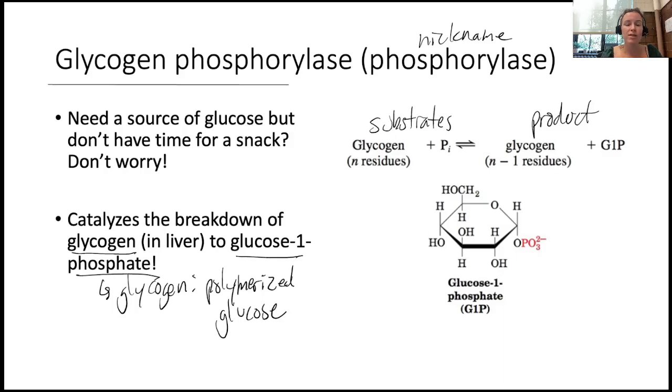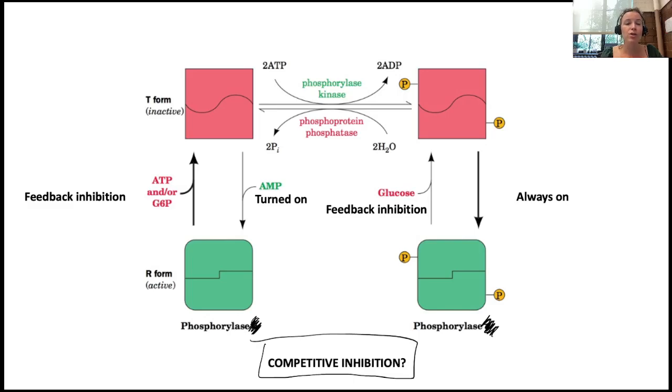So the substrates of this enzyme are glycogen, which is a polymer of glucose, and phosphate. And the product of the enzyme is glucose 1-phosphate. The structure is given to you on the screen. I want you to look at some of the small molecules discussed on this slide: ATP, glucose 6-phosphate, AMP, and glucose, and think to yourself, is it possible that any of these types of inhibitors could be competitive in nature?